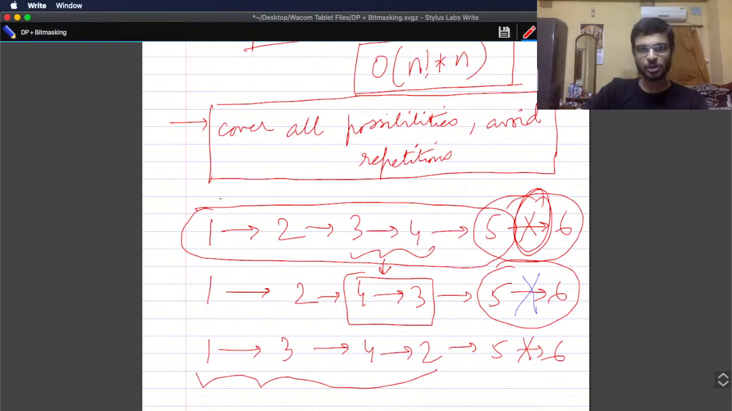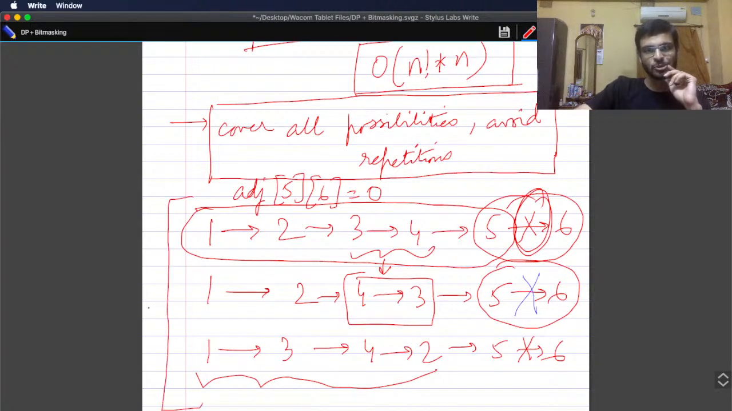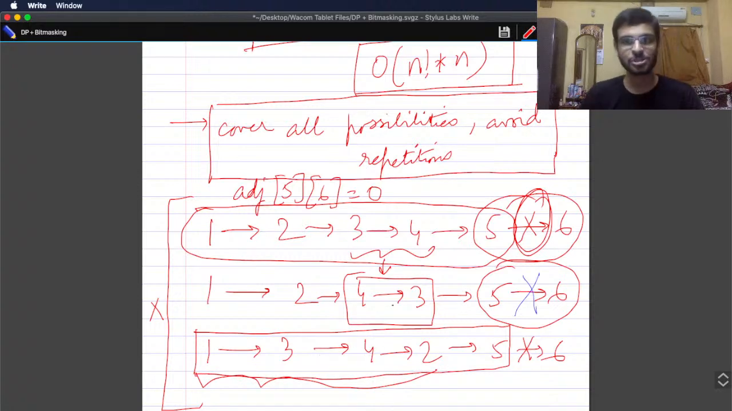If 5 to 6 is not present, if your adjacency list of 5 to 6, or something like the adjacency matrix, tells me that this is going to be 0, then I'm going to say that yeah, this edge is not possible, so all these are equally invalid. So if you pre-compute this permutation once again, this is a waste of time, isn't it? This is a waste of time.